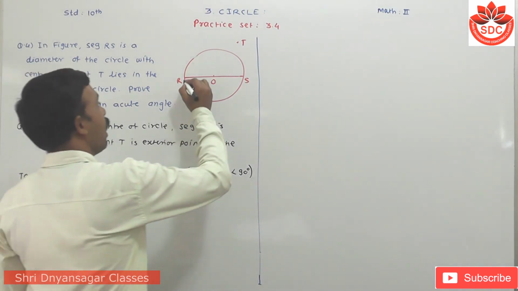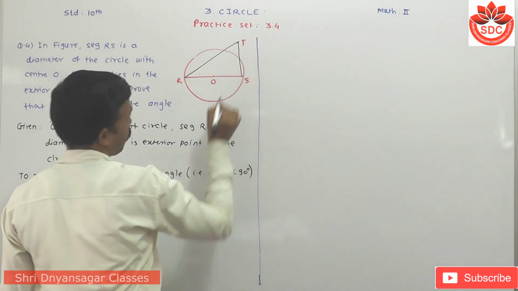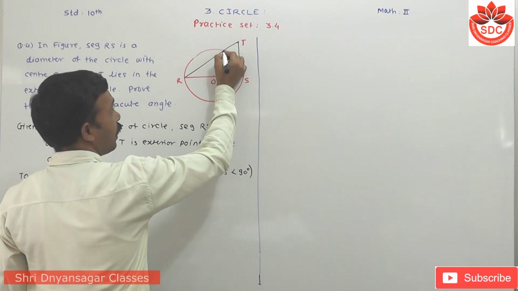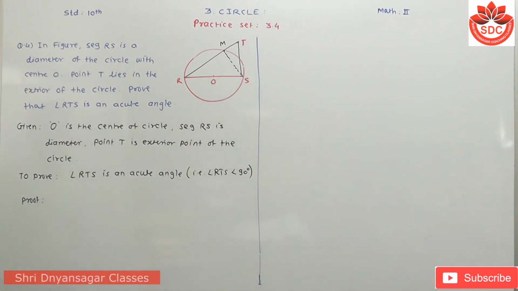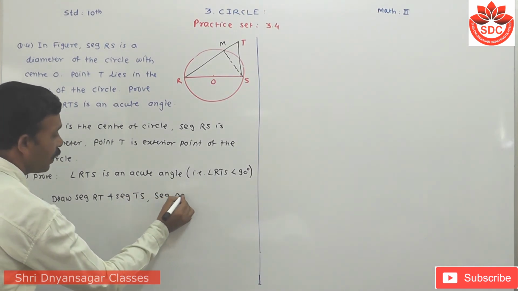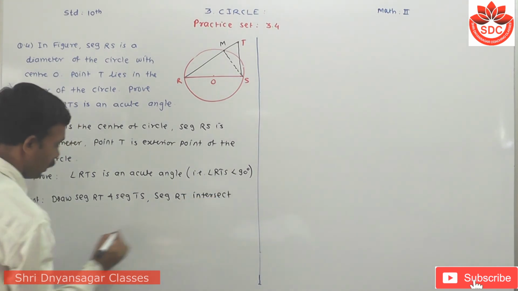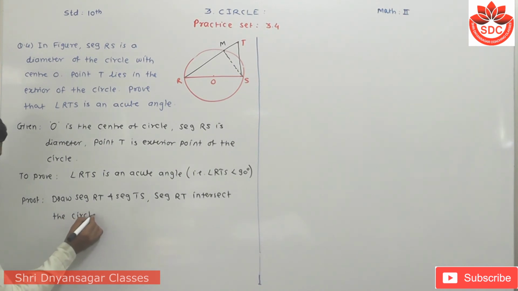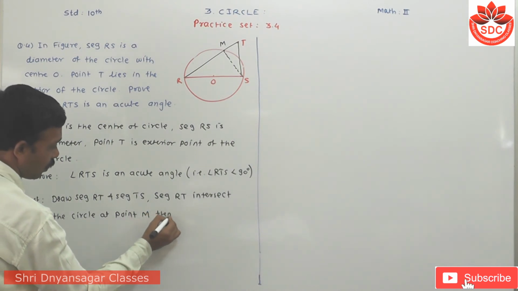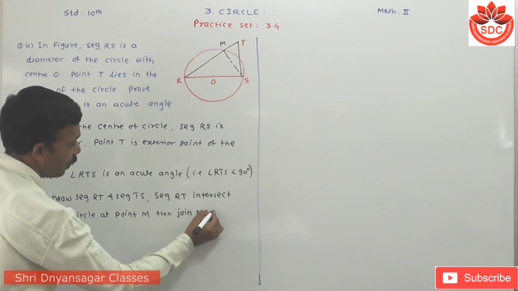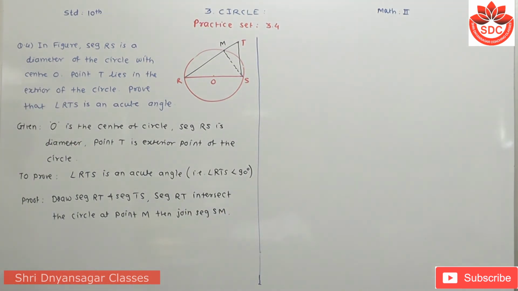For this, its proof is, first I have to draw the segments RT and TS, where segment RT intersects the circle at point, suppose, M, and join the segment SM also. Student, draw segment RT and segment TS. Segment RT intersects the circle at point M, then join segment SM.